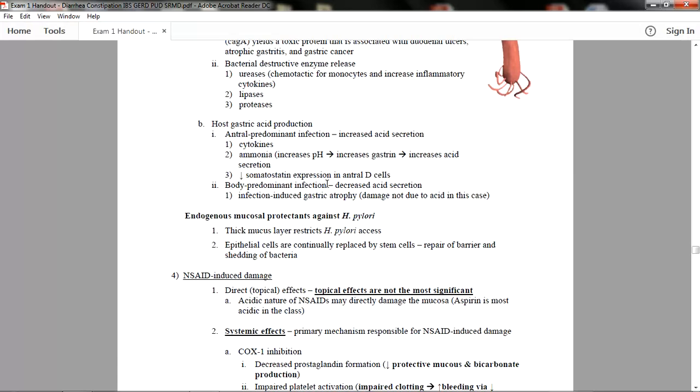When we have a body predominant infection, that's the middle of the stomach, we actually have decreased acid secretion due to infection-induced gastric atrophy. That literally means, maybe counterintuitively, that we're killing the parietal cells with the organism, so we can actually have low acid and still have ulcers. And that's a misconception, I imagine, in the general public, that gastric ulcers are always caused by acid. In reality, it's proven now that H. pylori can actually reduce acid production depending on where the infection is. Again, if it's in the body, then that's the case.